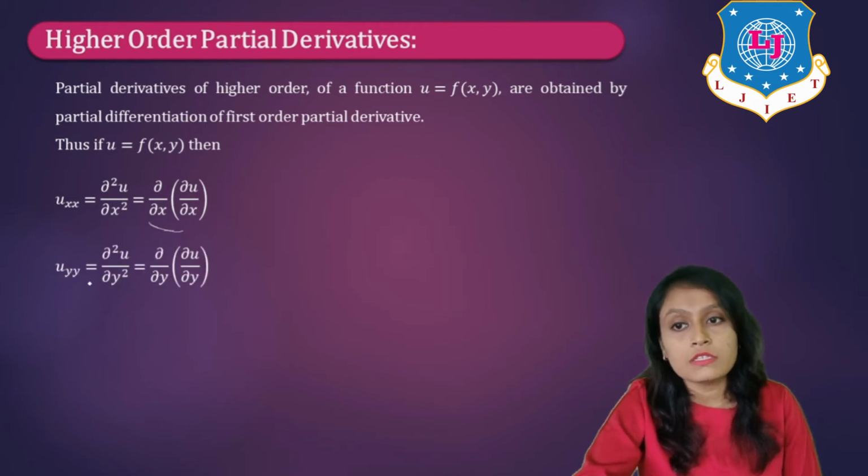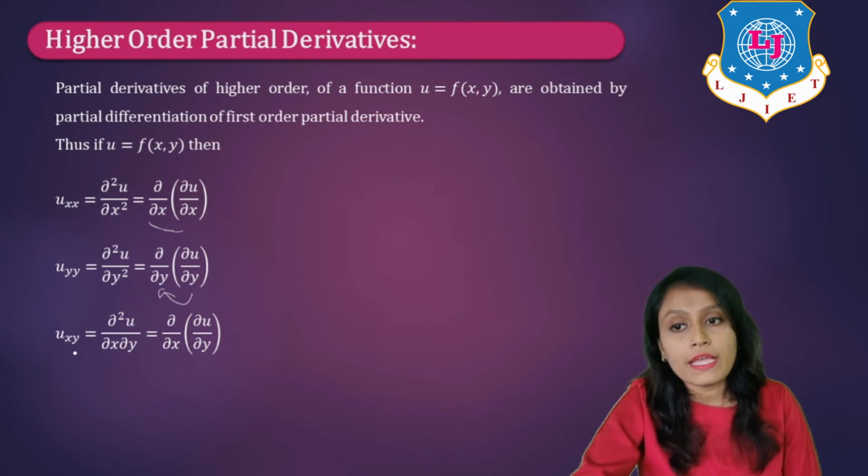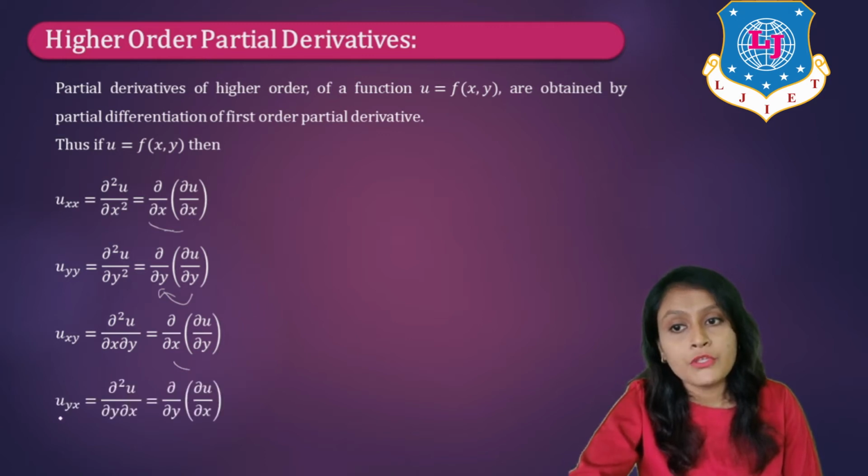Okay, then next one is uyy, that is del square u by del y square. This is equals to del by del y of del u by del y. Okay, so first we have to find del u by del y, and then again we have to take derivative with respect to y. So you will get uyy. Next, uxy. So this we will write as del square u by del x del y. Firstly, keep del by del x as it is into del u by del y. So first here we have to find del u by del y, and then we have to take derivative with respect to x.